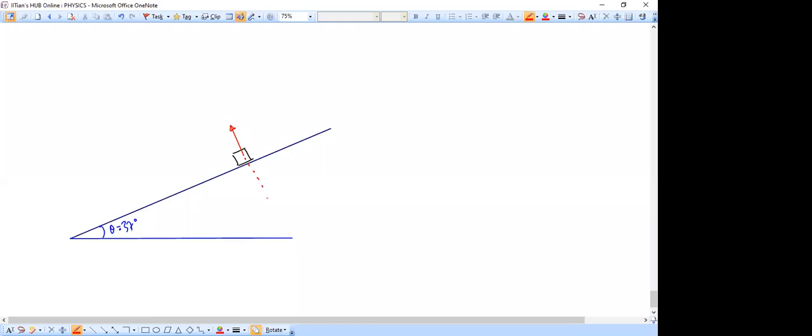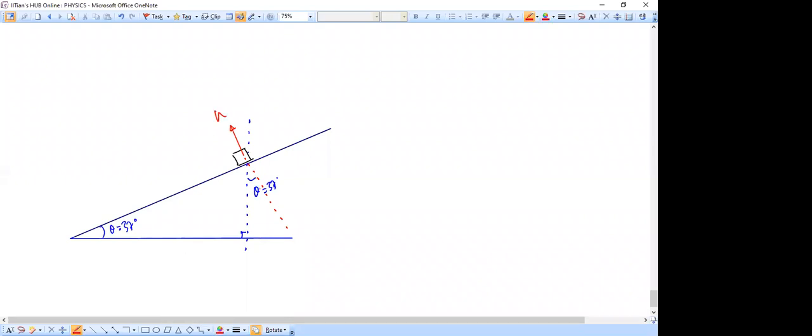So this line, which is normal to the plane, if you compare that with the vertical direction, which is like this, then the main important thing is that this angle will be the same. It will be theta, in this case 37, always theta. So that is the thing.